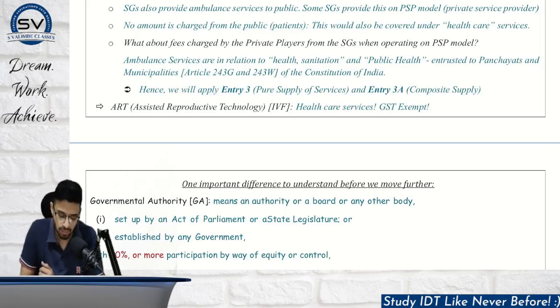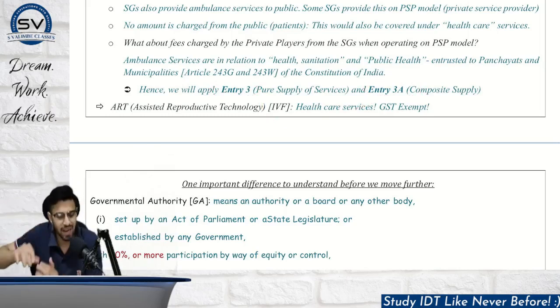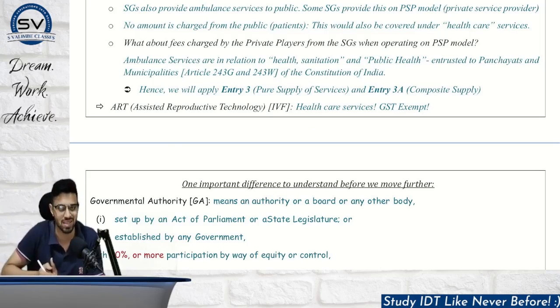Now that is linked to entry number 3 and entry number 3A, which talk about services to a government. Entry 3 and 3A talk about certain services given to a government with respect to articles 243G and 243W of the Constitution of India that cover healthcare services. In short, yes, it is exempt. This thing will be crystal clear only after entry 3 and 3A.